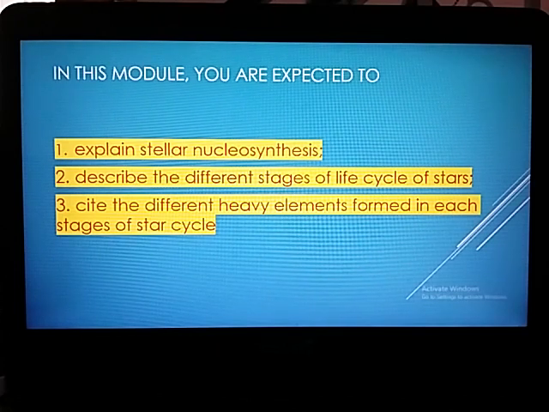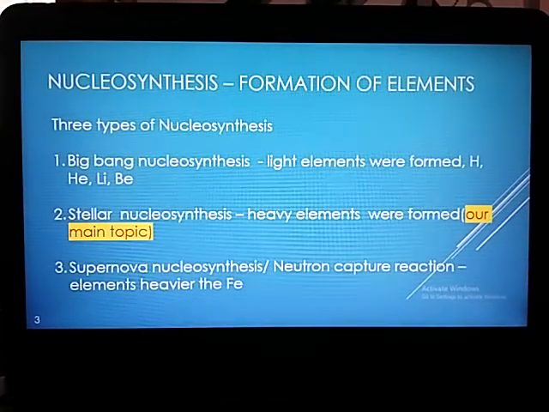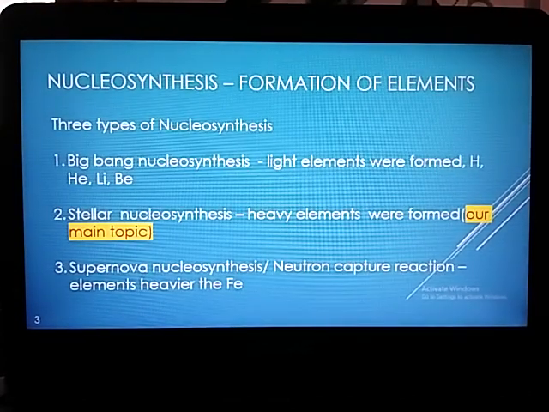So, tingnan nyo yung mga keywords: stellar, nucleosynthesis, life cycle of stars, and elements, heavy elements. So, what is nucleosynthesis? Nucleosynthesis is the formation of elements.